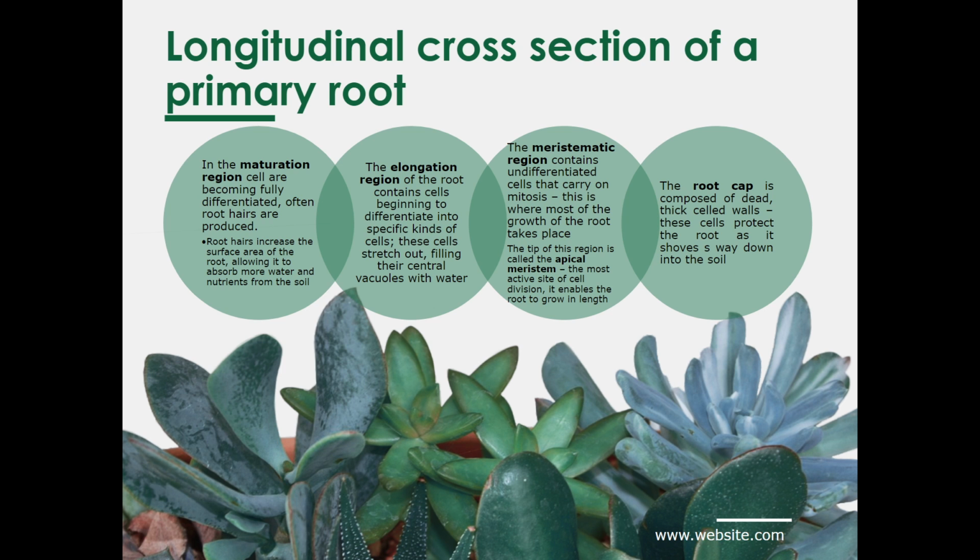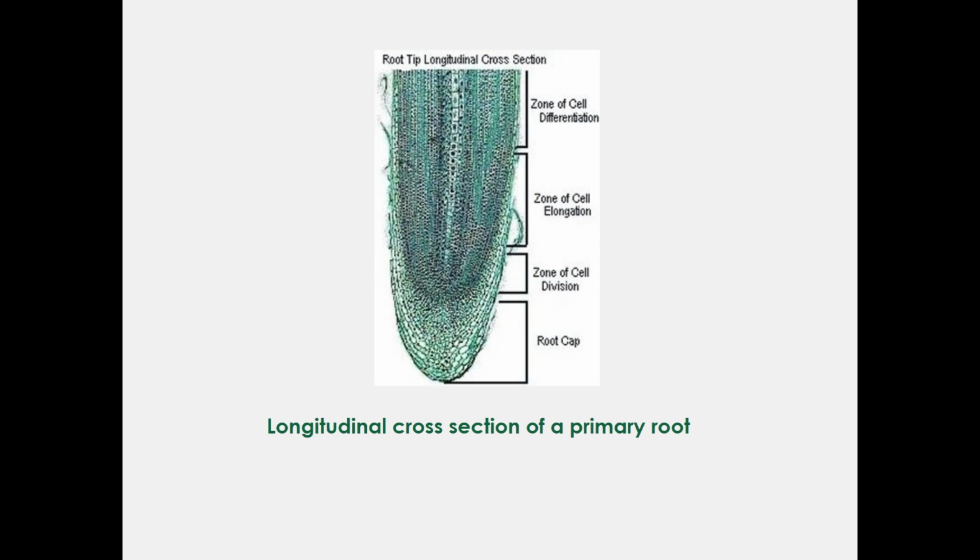The tip of this region is actually called the apical meristem. It's the most active site of cell division in the root system. It enables the root to grow in length. And then the root cap is composed of dead, thick cell walls, and these cells protect the root as it shoves its way down into the soil.